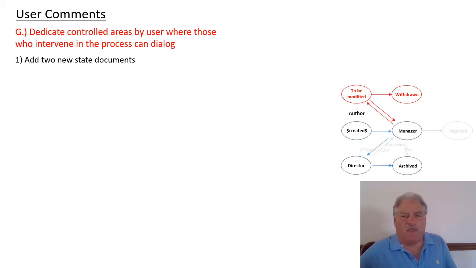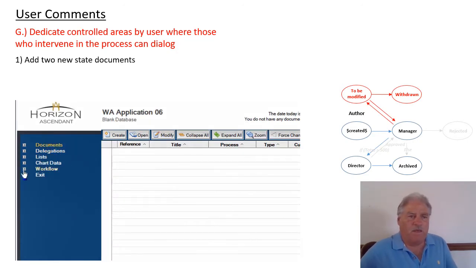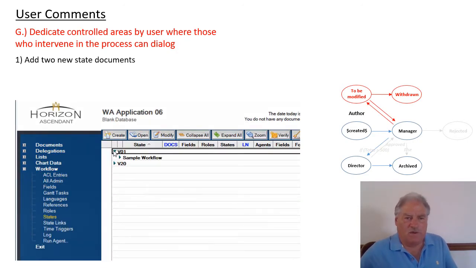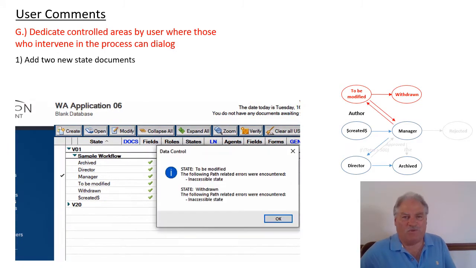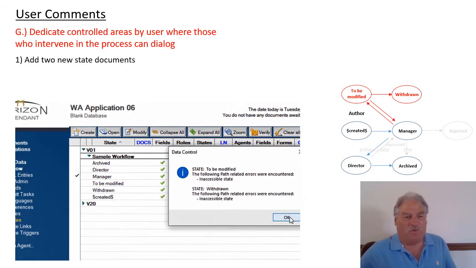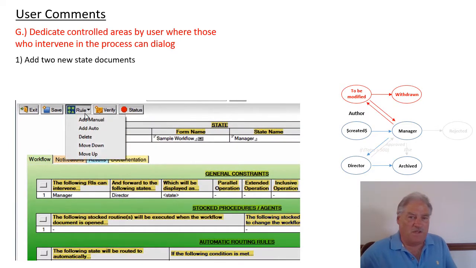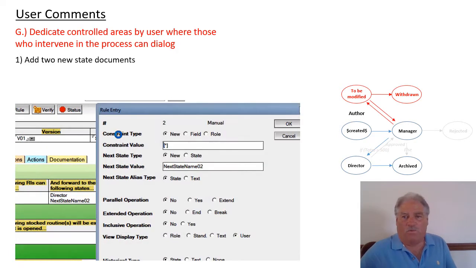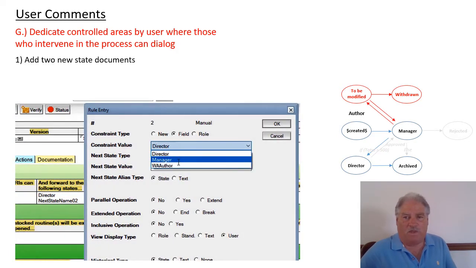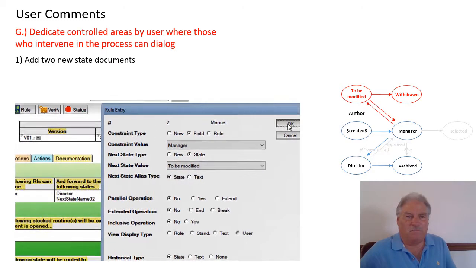We do want to have areas that are dedicated to each user where they can dialogue with one another. But first, we're going to add two new states, to be modified and withdrawn. And you notice I just copied these in. This is one of the great advantages of a document-driven system, in that we can simply copy and paste between applications, for example. Now, we do need to make a connection. This is a linked list, after all. So we want to make a link between manager and to be modified, like so.